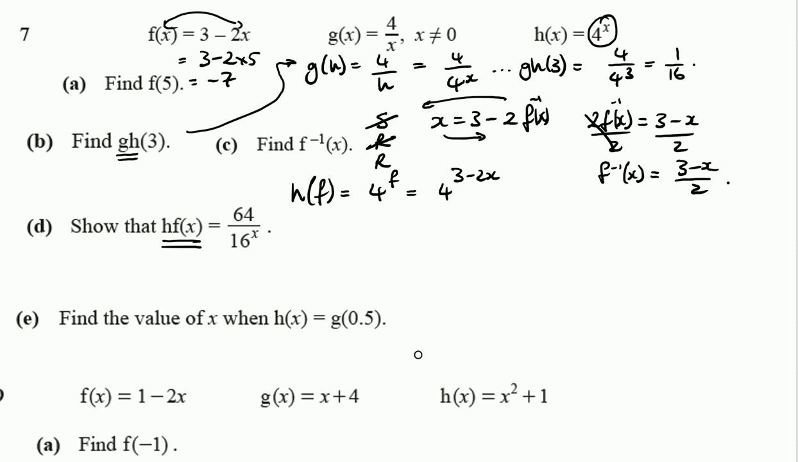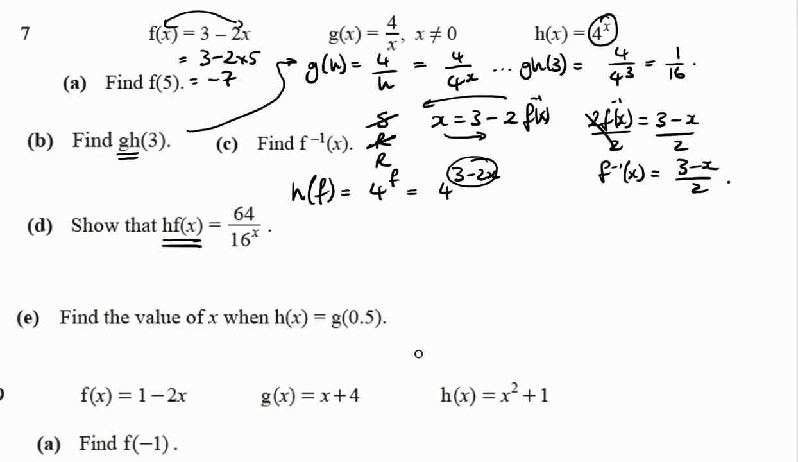This is hf of x. Now I need to show that this thing is 64 over 16 to the power of x. This is going to be a laws of indices problem now. Remember that if I were to divide two numbers, I would subtract their powers. So a subtraction up here in the indices indicates a division. 4 to the power of 3 over 4 to the power of 2x. Look at it this way around. If I were to divide these two terms, I would subtract their powers, and that would certainly leave me here. I'm just doing it backwards.